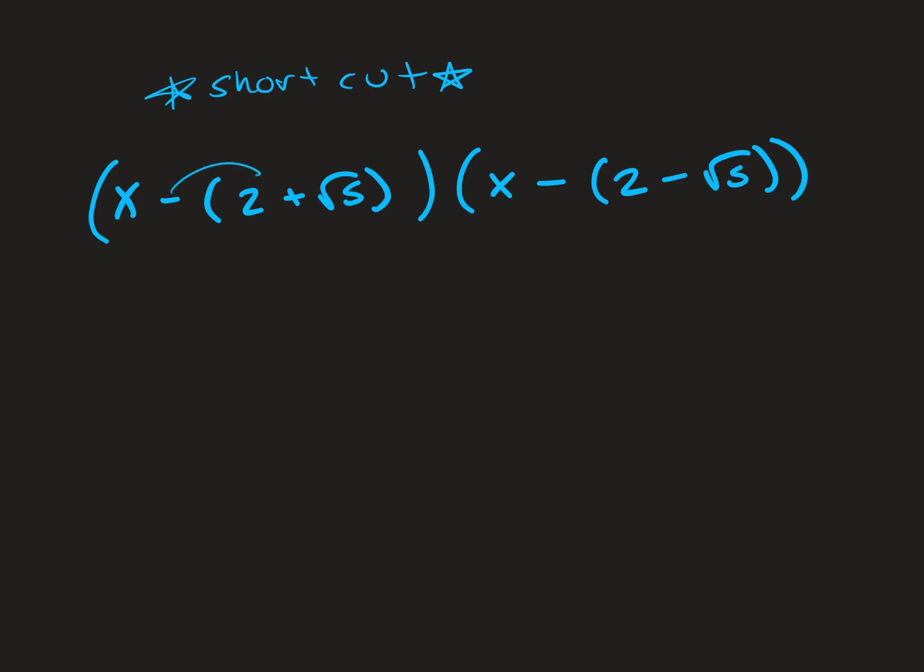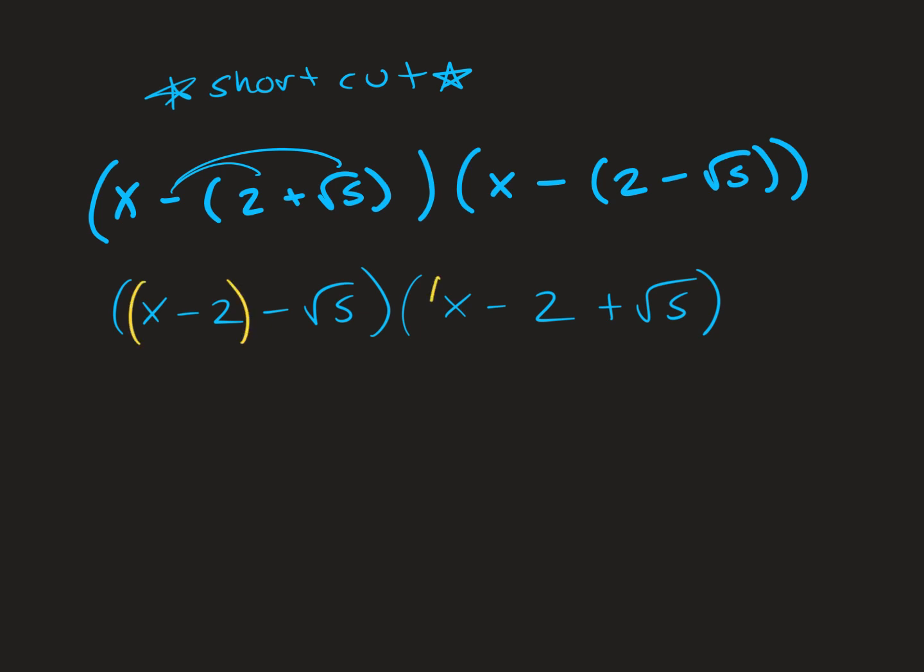So we have to distribute the minus. So we get x minus 2 minus square root 5 and x minus 2 plus square root 5. Now these two terms here are actually conjugates. My first term would be x minus 2, and my second term is square root 5. So I have an x minus 2 minus square root 5 and an x minus 2 plus square root 5.